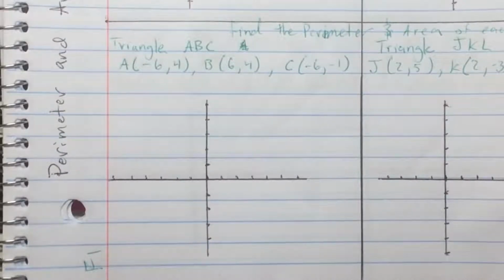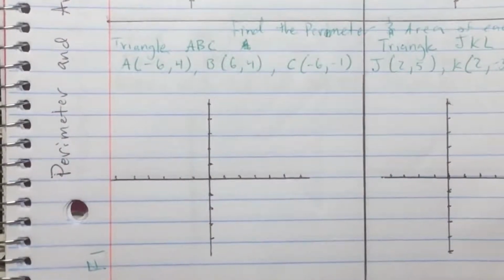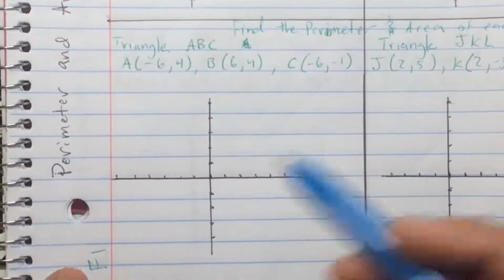This is part 2 of Foldable number 1. We're still doing the finding the perimeter and area in the coordinate plane for different shapes. For this one, it seems like we have a triangle. So first things first, we're going to plot our points, and then label our points, and then find what we need to find.